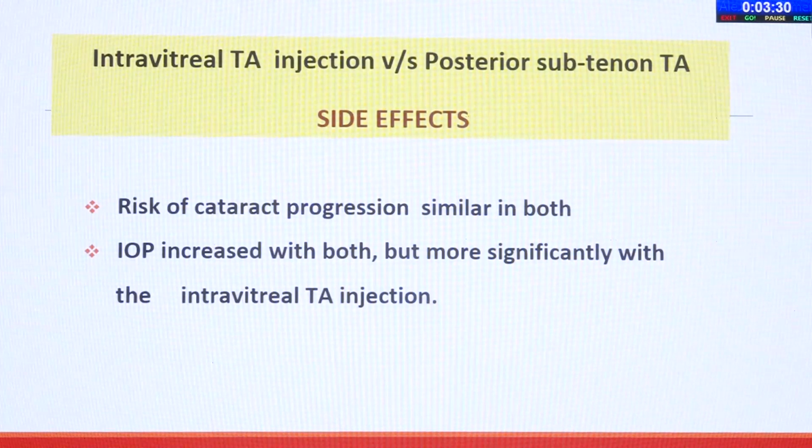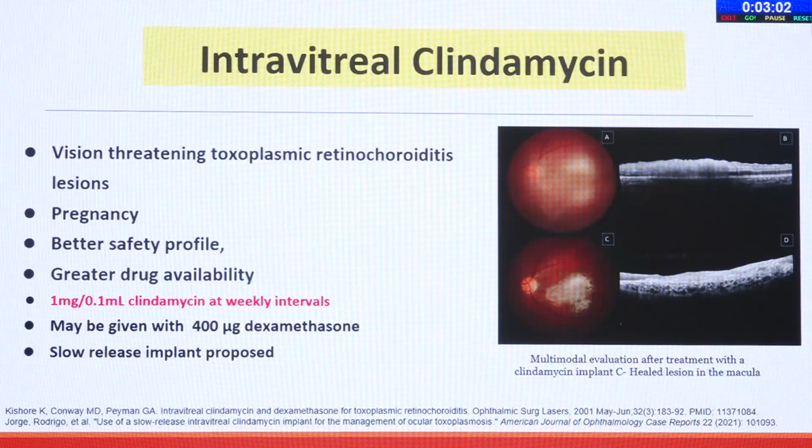So intravitreal triamcinolone is compared with the posterior subtenon injection. Cataract progression is similar in both eyes, but what is very important is the IOP. IOP rise is more common with intravitreal triamcinolone. This is notorious for causing a rise of intraocular pressure, and you should be very careful. In a glaucomatous eye, you should not give intravitreal triamcinolone. I won't give it.